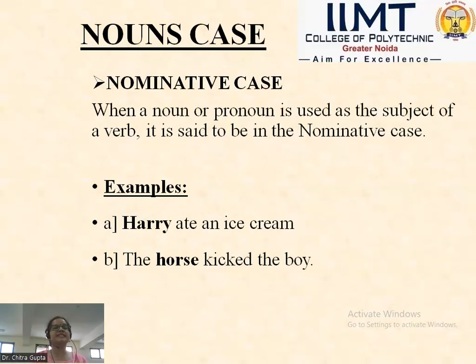Like you can see in the examples. Harry ate an ice cream. In this example, Harry is the subject of the verb ate. So Harry is used in the nominative case. In the second one, the horse kicked the boy. Here the subject is horse, and it is the subject of the verb kicked. So horse is used in the nominative case.